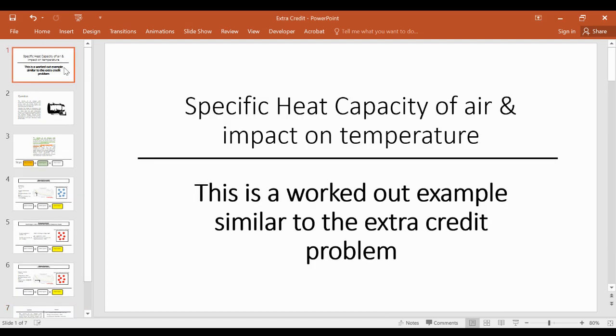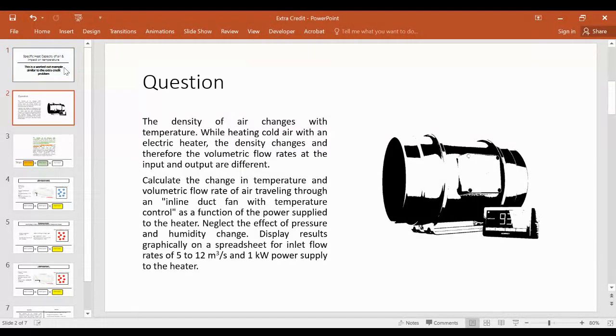So this is a problem where we are looking at the impact of the specific heat capacity. This is a property of all materials, the specific heat capacity, on the temperature of air when you supply some heat energy to it. Right? So obviously there are practical applications in ventilation. So let's take a quick look at the problem.